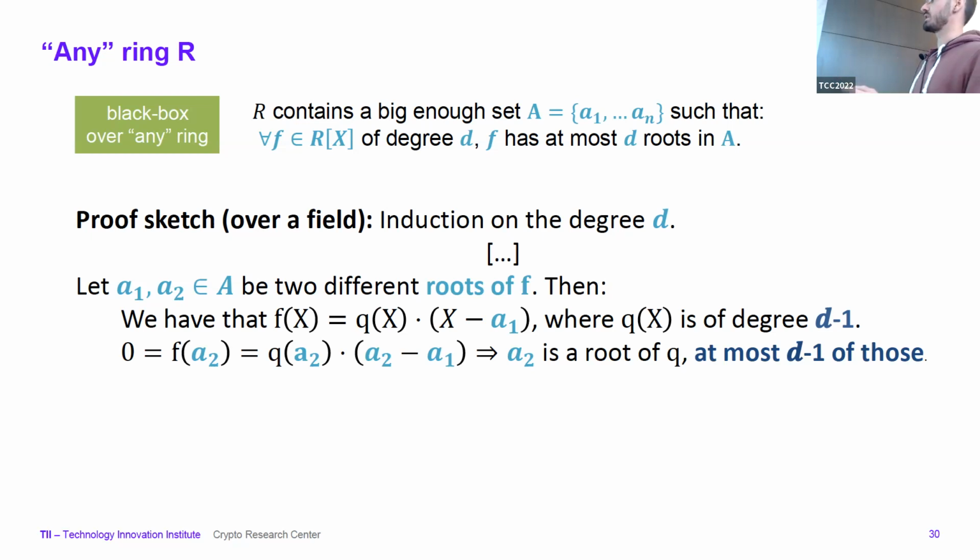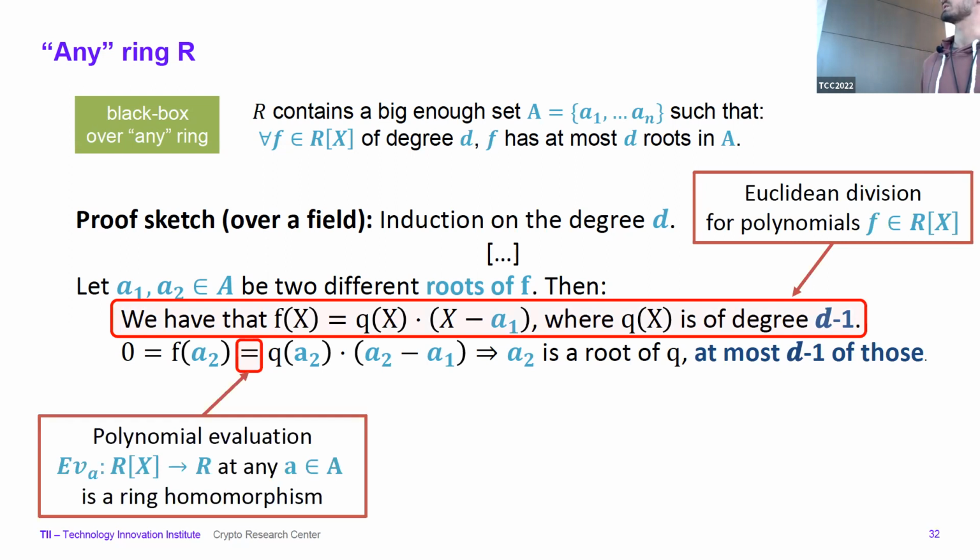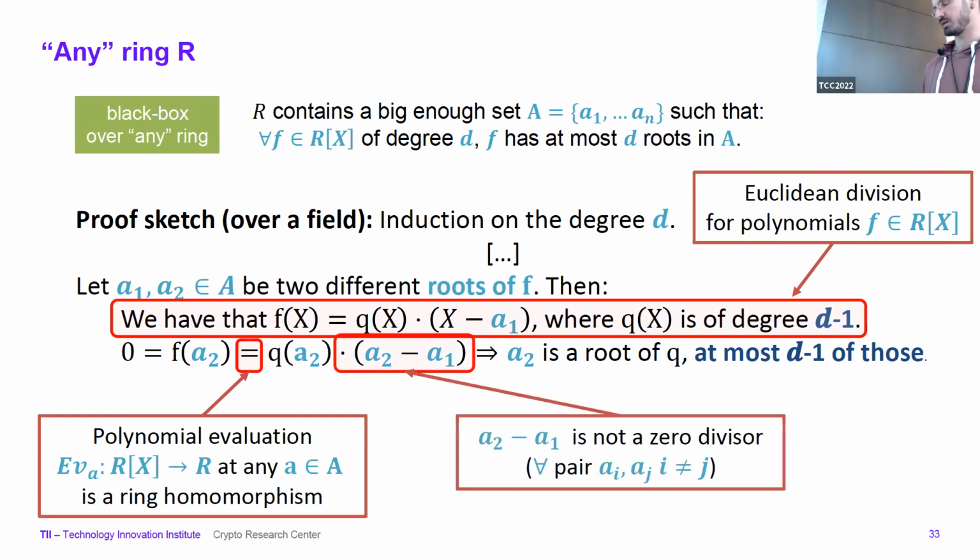And I want to highlight some properties that we are using here that maybe go under the radar. First of all, we have Euclidean division for polynomials. Second, we're using the fact that polynomial evaluation is a ring homomorphism. So here, the evaluation of f at A is equal to the evaluation of this product. And we're also using the fact that this difference here is not a zero divisor. So this has to hold for every pair of elements in this set.